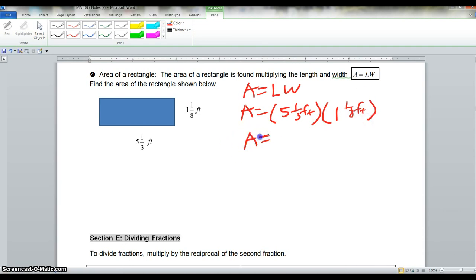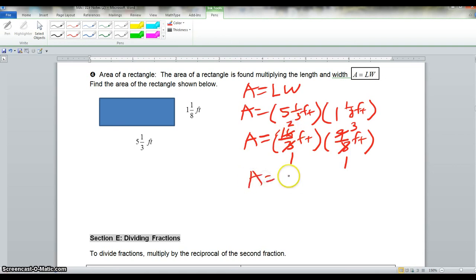So we would change these mixed numbers to improper fractions. We know our denominator would stay 3, and our numerator would be 5 times 3 is 15 plus 1 is 16. Here our denominator will remain 8, and our numerator would be 1 times 8 is 8 plus 1 is 9. Now I would suggest that we do cross simplifying so we don't end up with a very large number. So 3 goes into 3 once, 3 goes into 9 3 times, 8 goes into 8 once, 8 goes into 16 twice.